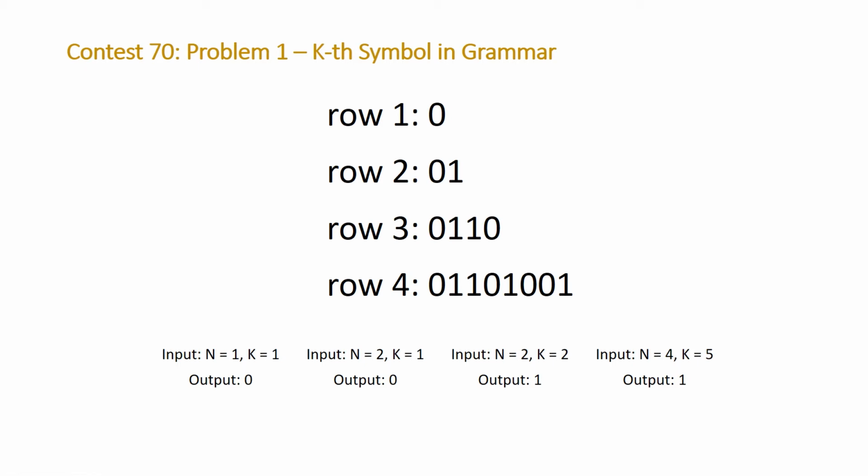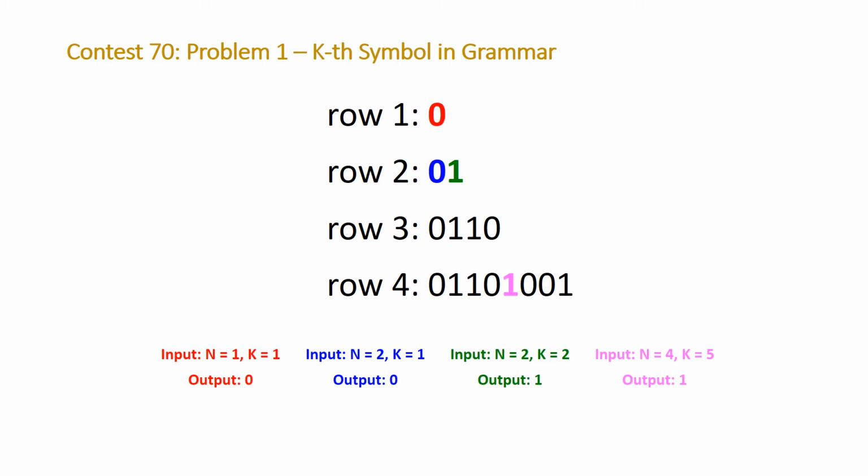So if we highlight the characters in our rows that match up with our examples, you can see why we are returning either 0 or 1. And the insight that you can use to solve this problem is to note that for each row, for row n, it is essentially row n minus 1 plus row n minus 1 inverted.